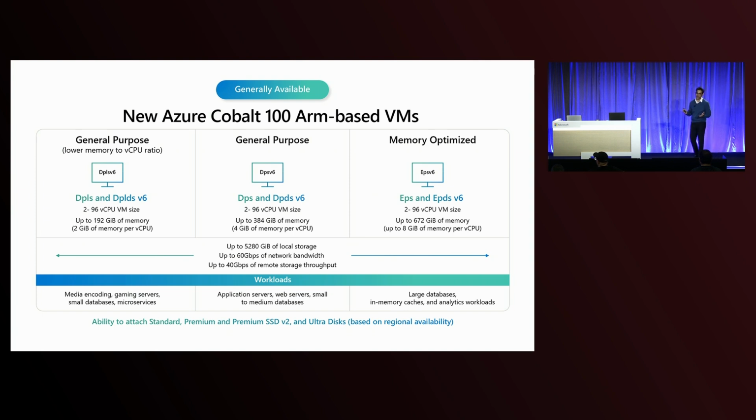All of them have a diskless as well as a disk full option. Disk full is the ones that have local storage attached. You have up to 5 terabytes of local storage available. From a network bandwidth perspective, the largest VM size will give you 60 gigabits per second, and for remote storage you have 40 gigabits per second. Across these 3, you can support a wide variety of general purpose workloads, all the way from media encoding to data analytics workloads. And they also have an option for remote storage.